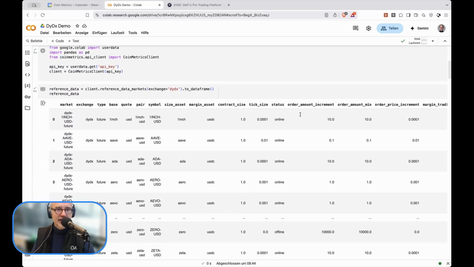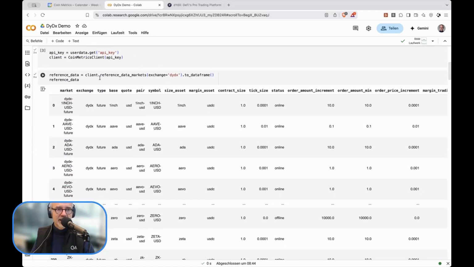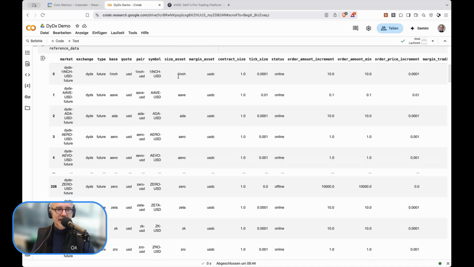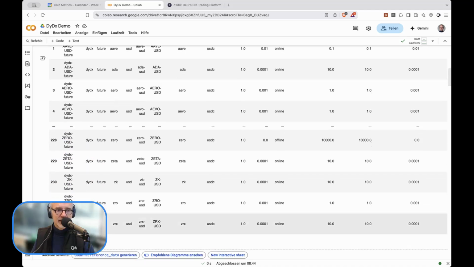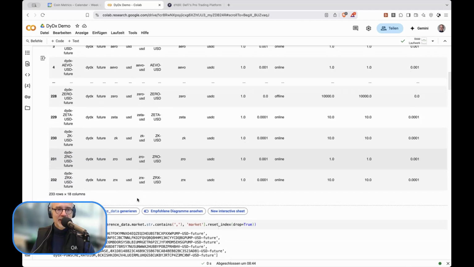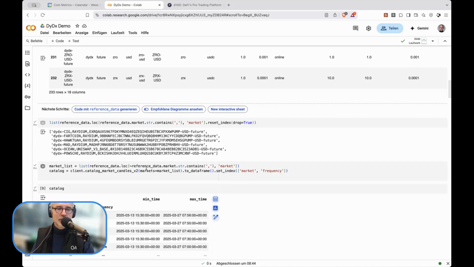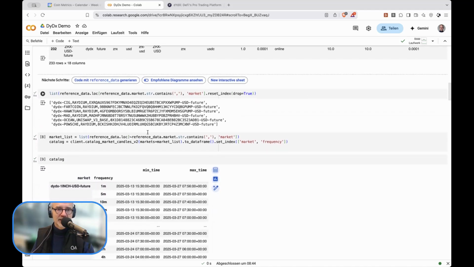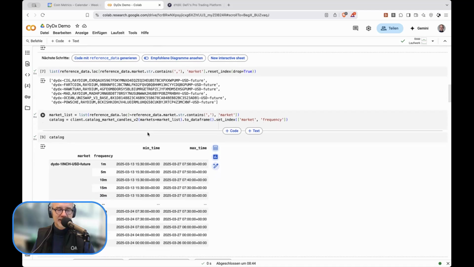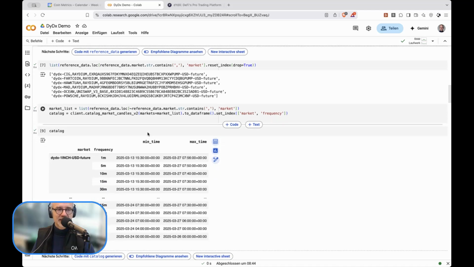So when doing that, you see that I can ask for reference data markets for the exchange dYdX, and that gives me 233 new markets. Some of them contain a comma in the name, which is throwing some difficulties. So those few are currently not fully supported, but I will use different ones for the demo, and it's a small number.